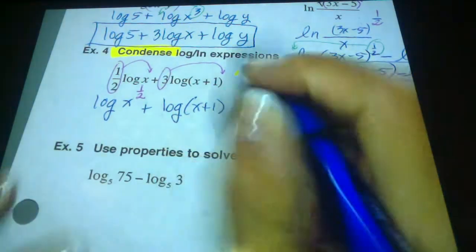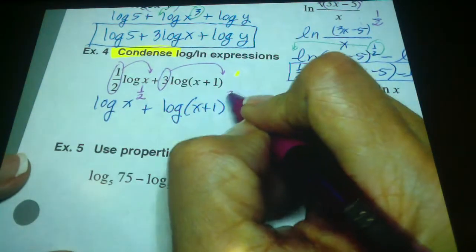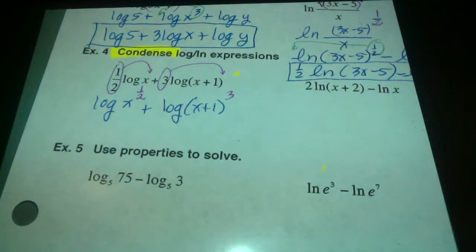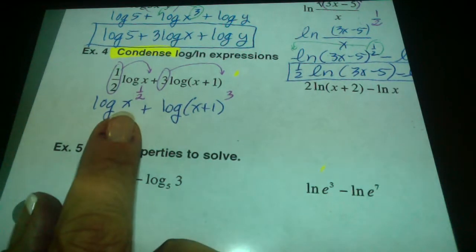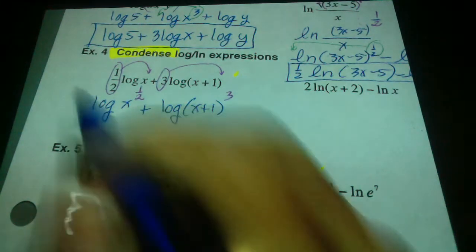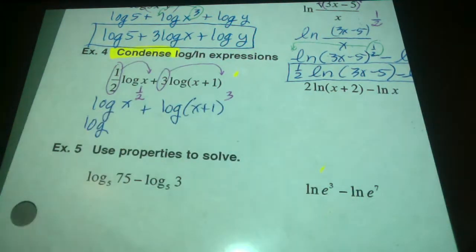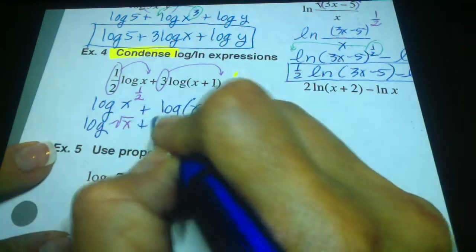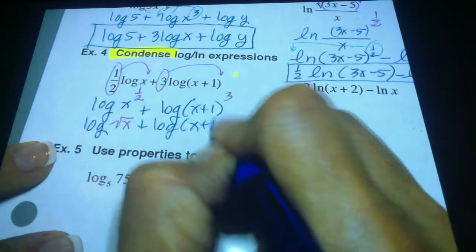So aside from that, we swing that up there. Our whole point is to get one log, so baby steps. I need to now convert x to the 1/2 to what? Square root of x. So I have log square root of x plus log of (x plus 1) cubed.